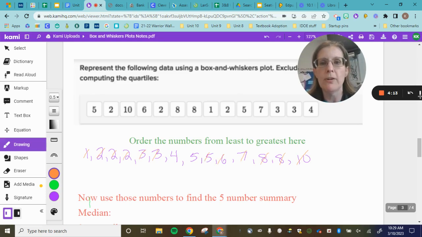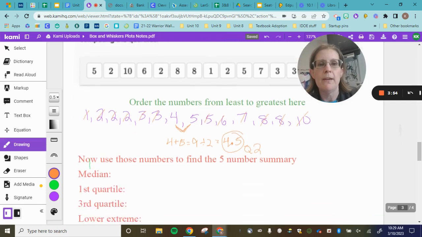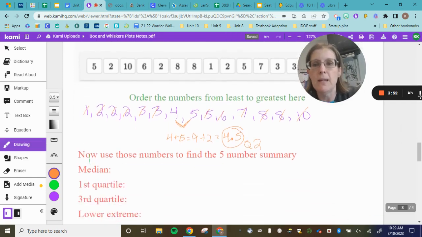And I get 2 numbers in the middle, both 4 and 5. Remember, when you have 2 numbers, you add them together to get 9, and then divide by 2 to get 4.5. I don't know why those are suddenly all squishing together again. So that is our second quartile. I like to circle it and label it Q2, and that's the median. So my second quartile is Q2, which is 4.5.